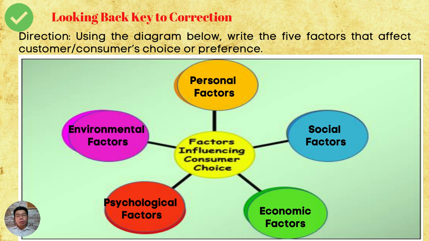And moving on to psychological factors, the examples for that are motivation, learning, and socialization attitudes and beliefs. And for the last one, the environmental factors, it refers to social class, social group influences, family influence, personal influences, weather, and etc.